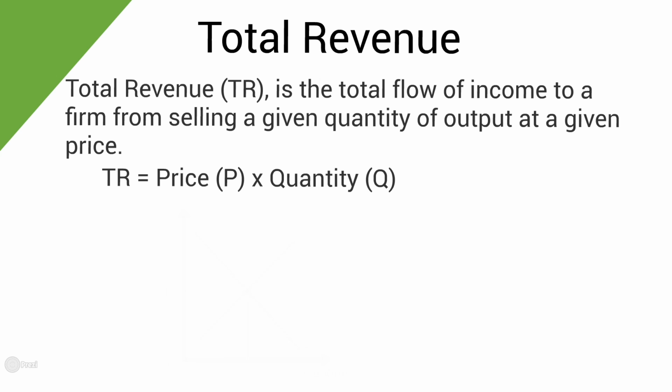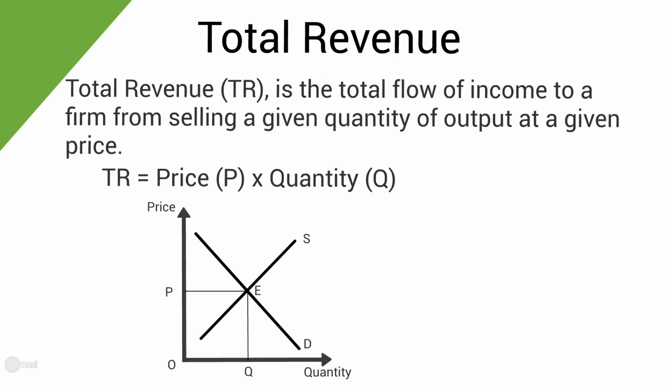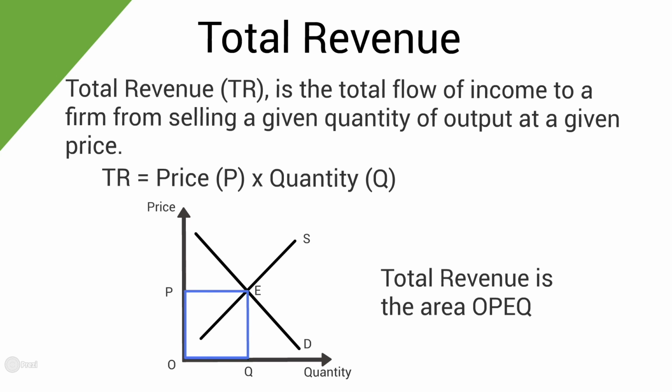Here we have a supply and demand diagram, and the equilibrium is the point at which supply and demand intersect. This is at point E with a price of P and a quantity of Q. So total revenue will be price times quantity, which is the area OPEQ, which is the blue box on the diagram.